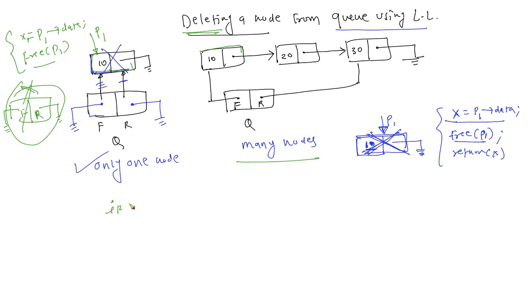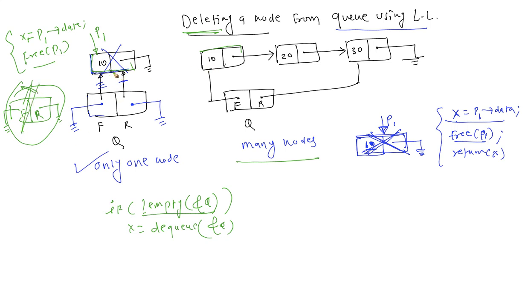So if the queue is not empty, I am calling x equals dequeue on the queue. I am making sure here itself that the queue is not empty. That's why I'm not going to discuss this situation. I'm discussing only these two situations.